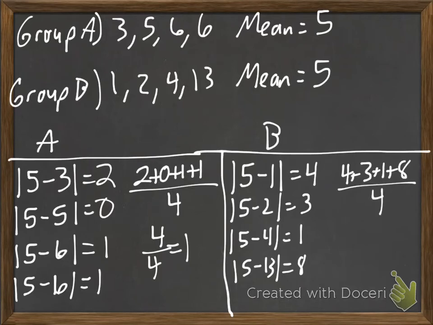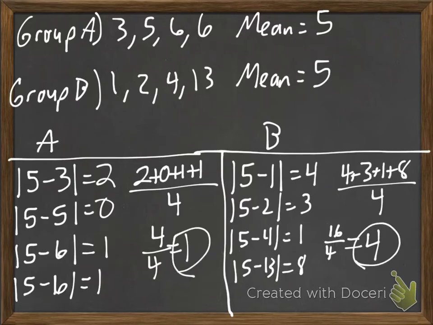So that gives me 4. Because we got 16 divided by 4, which is 4. So what these two numbers tell us is how far away, on average, each point is away from our mean. So it's basically like the mean of the mean kind of deal going on here. And this can be used in several ways.